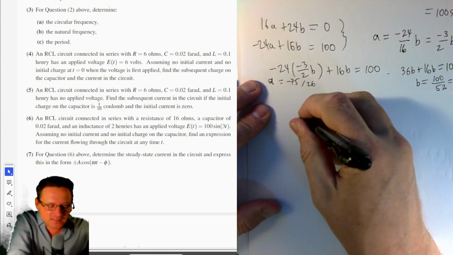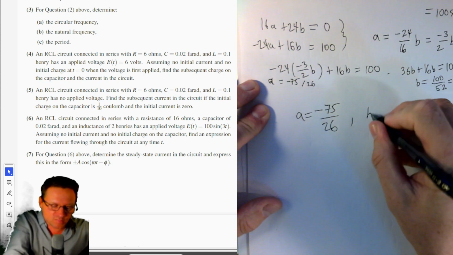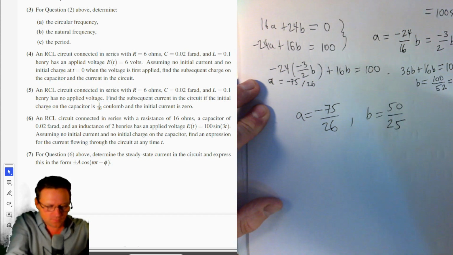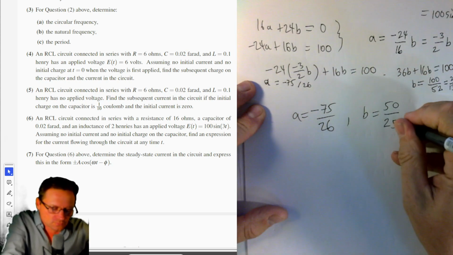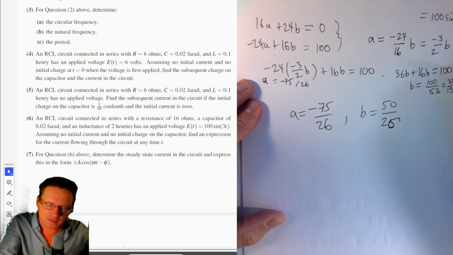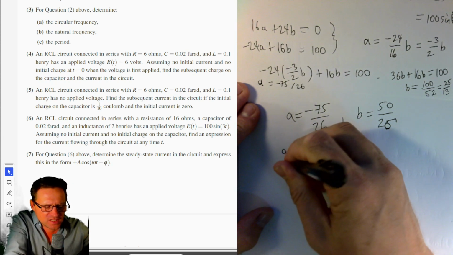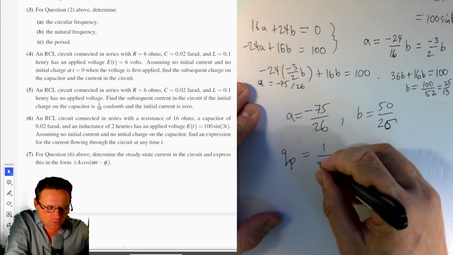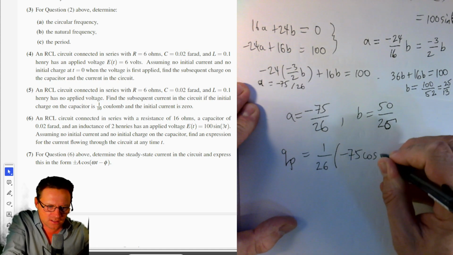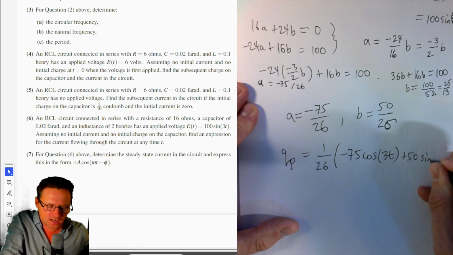We found that lowercase a is minus 75 over 26, and lowercase b is, let's write this as 50 over 26. Okay, having multiplied that top and bottom by 2. Okay, so now with that, we can write Q_p is equal to, in brackets, 1 over 26 times minus 75 cos of 3t plus 50 sine of 3t.